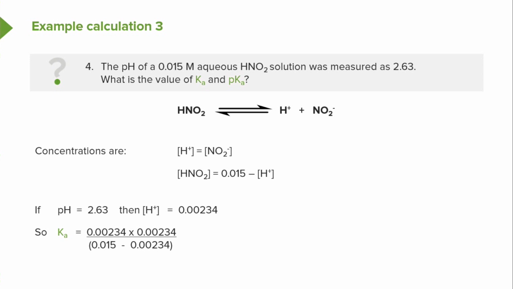Therefore, the Ka for this particular equation, for this relatively weak acid, is given as 4.33 times 10 to the minus 4. And the pKa, as a consequence of the negative log to the base 10, is given therefore as 3.36.